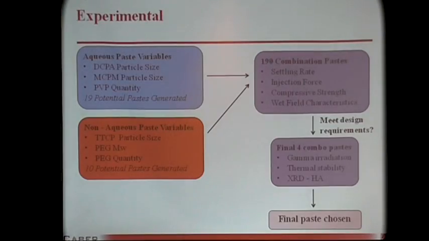So the 4 best performing pastes that met the design requirements were carried on for further characterization. For these 4 combination pastes, the effect of gamma radiation was tested, they also underwent thermal stability testing, and XRD of all of these 4 pastes confirmed the presence of HA as an end product, which is our aim. From these 4 combination pastes, the final paste was chosen by our industrial sponsor.